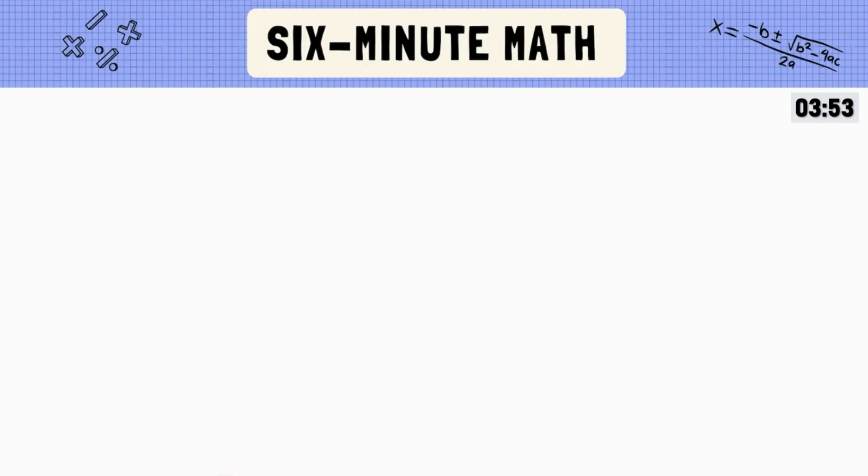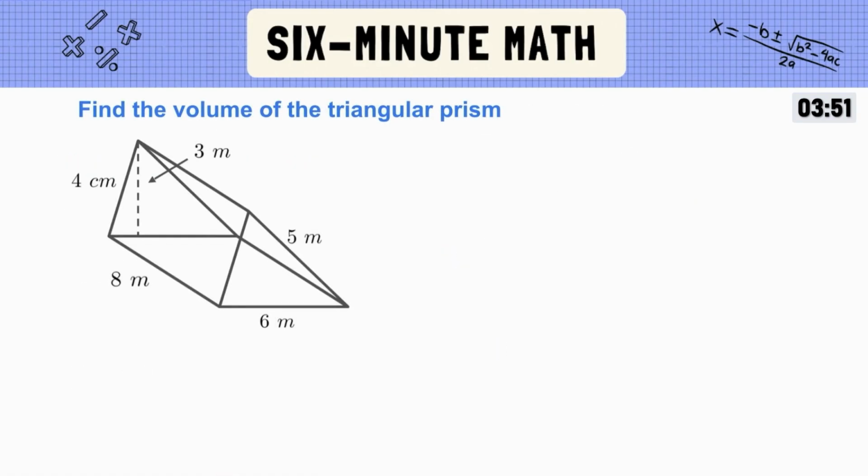So let's use some examples here. We're going to find the volume of this triangular prism. So I'm going to first find the volume of that rectangular prism with the same width, length, and height. And what are those measurements? We have a width of 6, a length of 8, and we have that height here of 3.